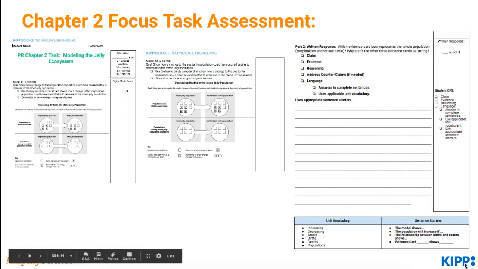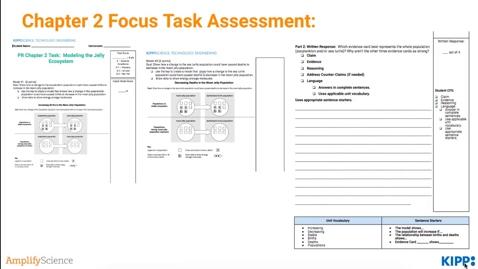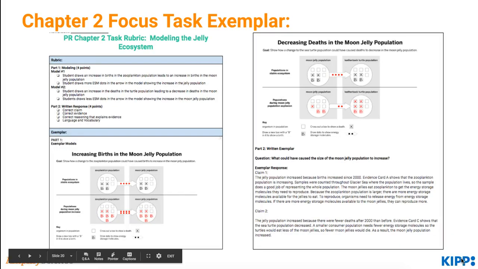Why don't you take a second to pause and try out this task before we look at the exemplar and the rubric. Now let's look at the exemplar models.